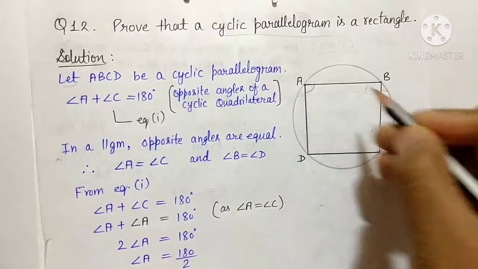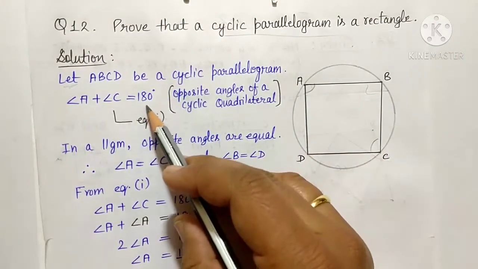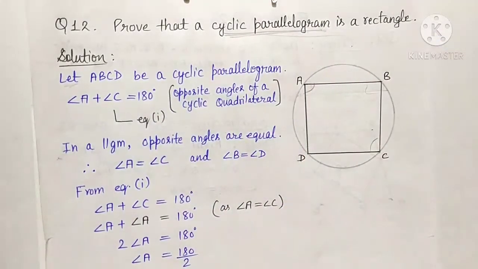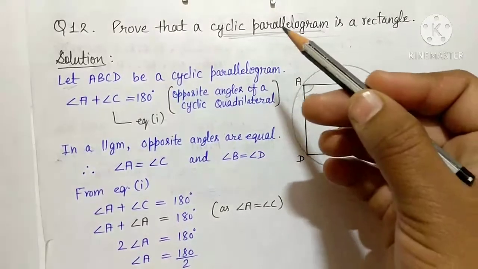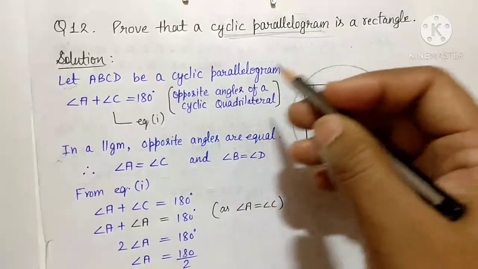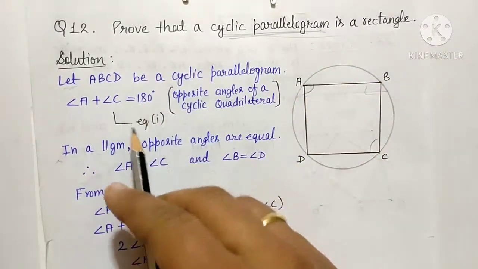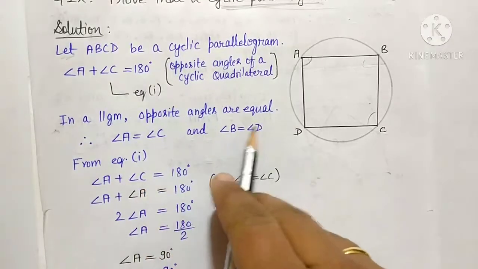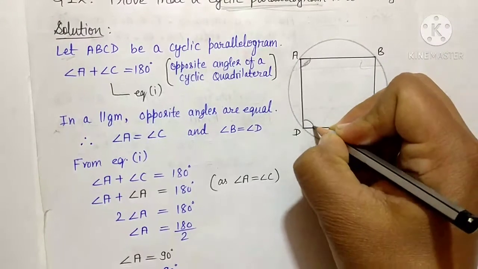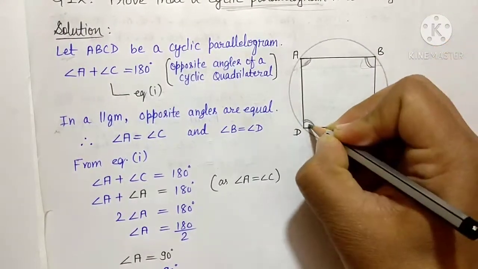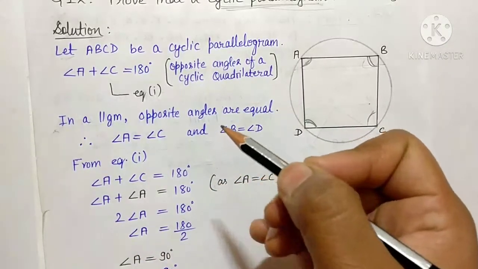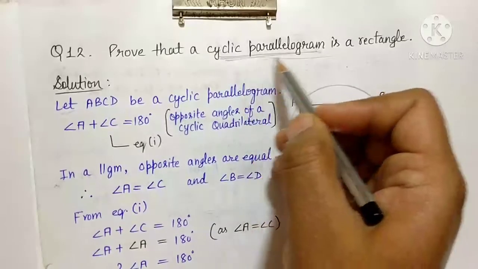So angle A plus angle C, the sum will be how much? 180. Why? Because we are saying it is a cyclic parallelogram, and a cyclic parallelogram is a cyclic quadrilateral only. In a cyclic quadrilateral, the sum of opposite angles is 180, Theorem 10.11. You can note it. So this is our equation first. Now in a parallelogram, opposite angles are equal. Therefore, angle A equals angle C, and angle B equals angle D, because they are the angles of the parallelogram, and it is already given that this is a cyclic parallelogram.